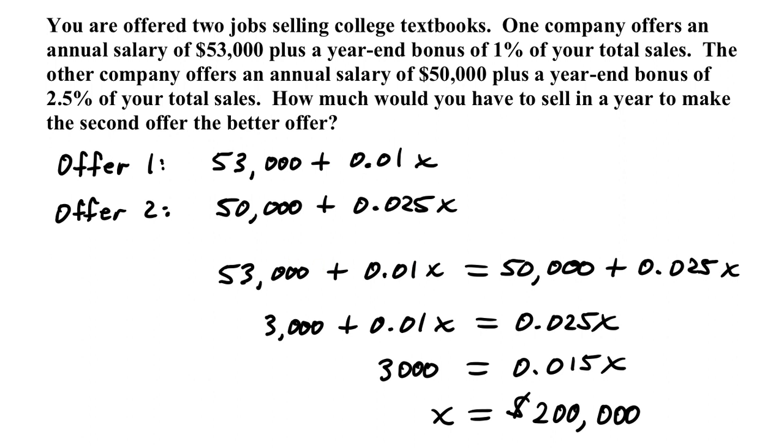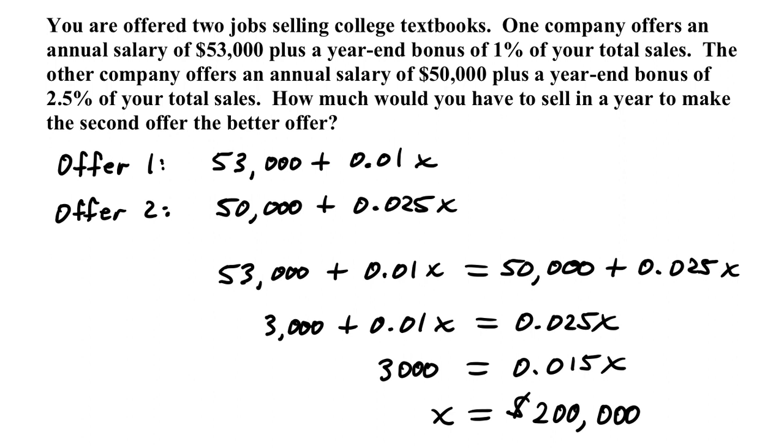Okay, so offer one equals offer two. Subtract 50,000 from both sides. Subtract 0.01x from both sides. Dividing by 0.015, we get $200,000 in sales. So at $200,000 in college textbook sales, the offers would pay the same. Anything more than $200,000 in sales, offer two would be the better one.